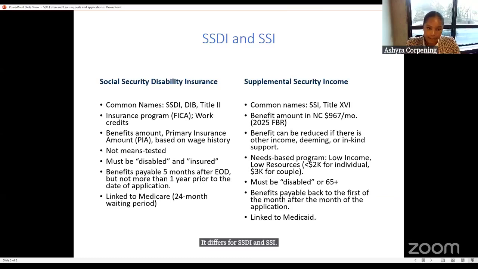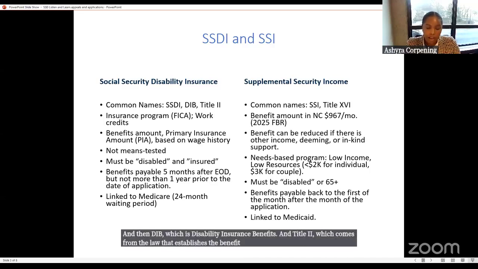SSDI is the first one we'll go over. Common names include SSDI, which I've been using, which stands for Social Security Disability Insurance, and then DIB, which is Disability Insurance Benefits, and Title II, which comes from the law that establishes the benefit. Any interactions you have with people at Social Security, they typically will use the Title II name. So if you hear that, they're referring to SSDI.